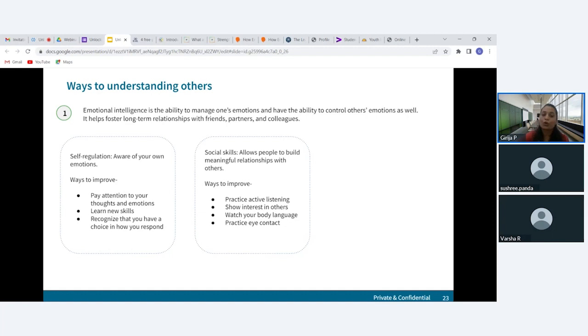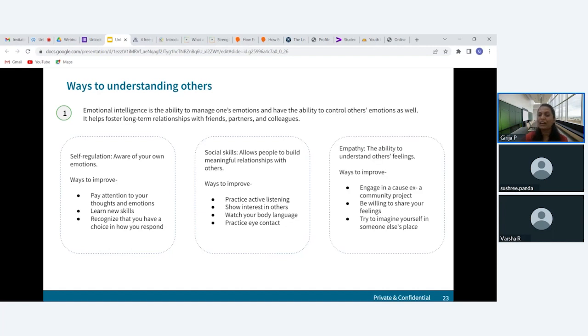And watch your body language. If someone is sharing something and your body language and posture are not appropriate, it indicates to others that you're not showing interest, and it can demotivate them. Maintaining eye contact helps you gain confidence from the other person, and the other person will also feel safe and secure with you.